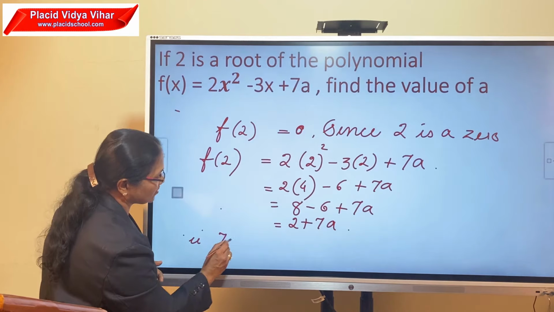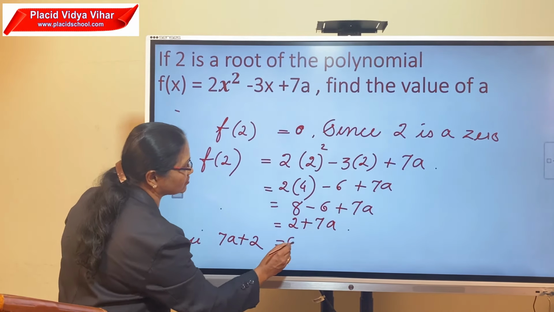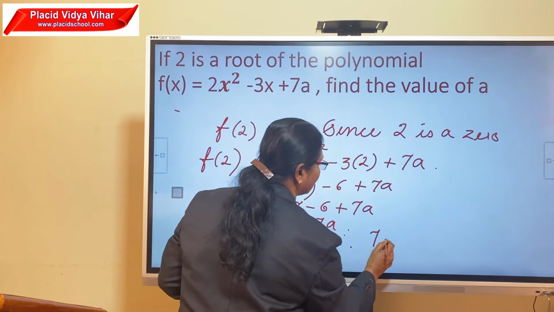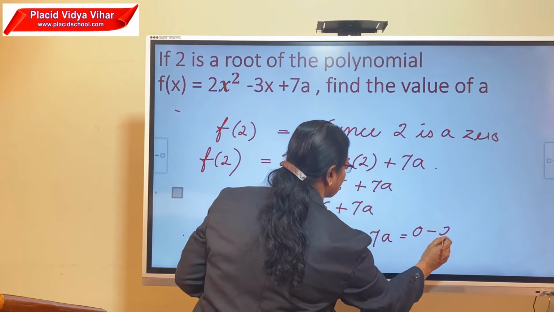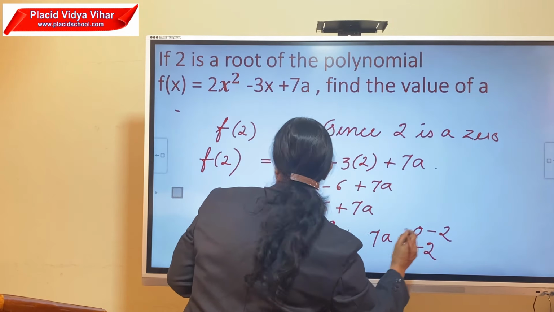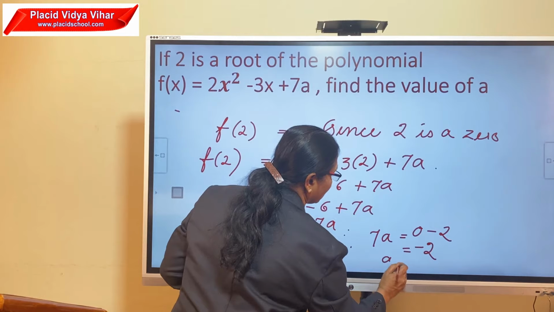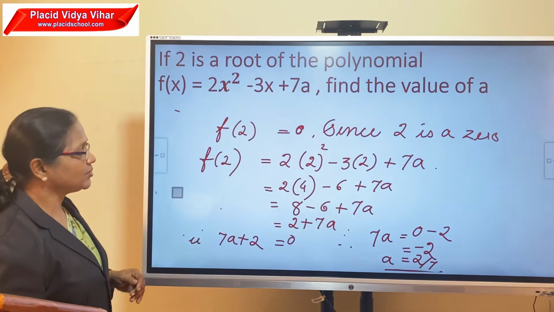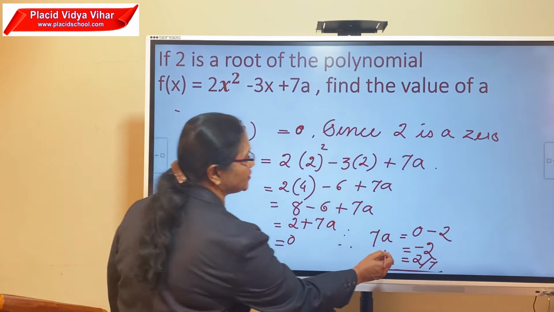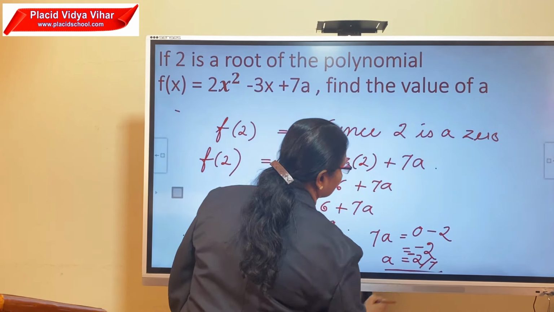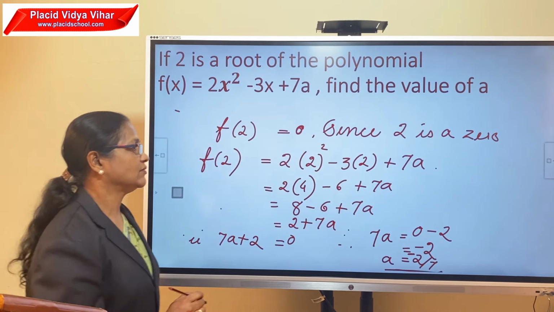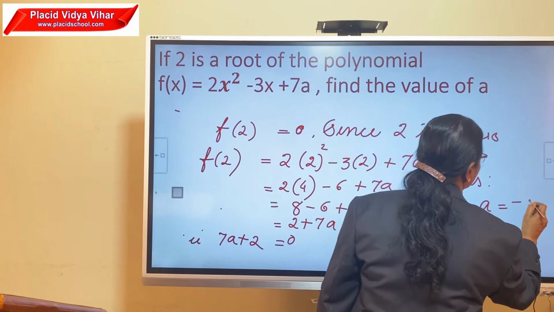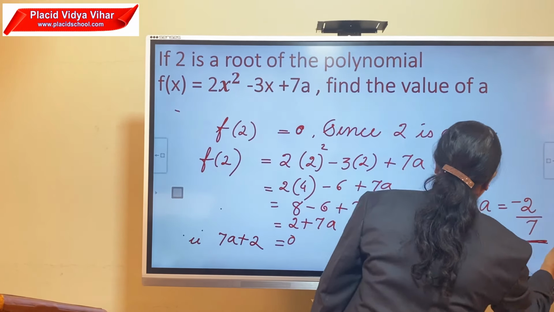that is 7a plus 2 equals 0. Therefore 7a equals 0 minus 2, that is negative 2, and a equals negative 2 by 7. Therefore the answer is a equals negative 2 by 7.